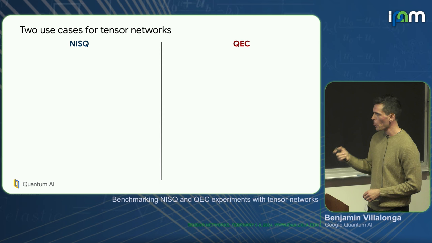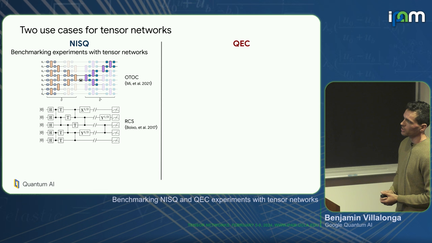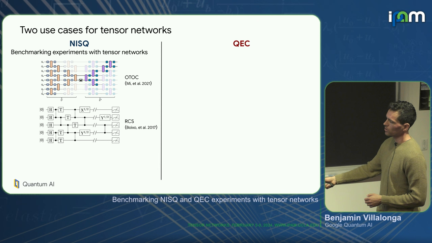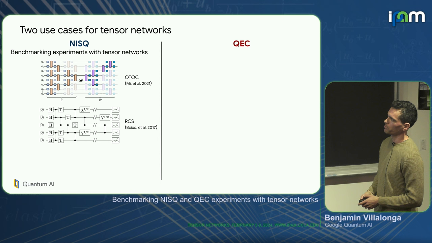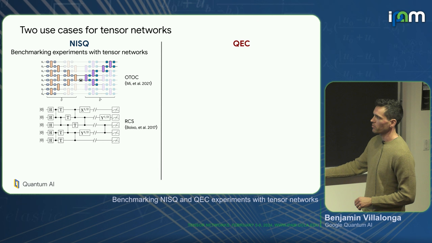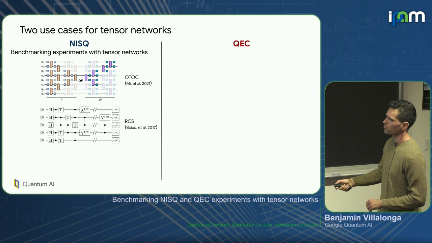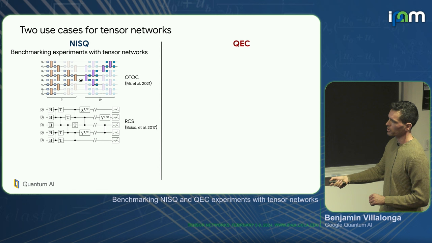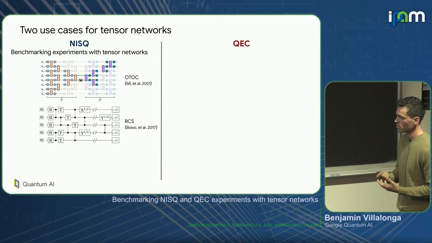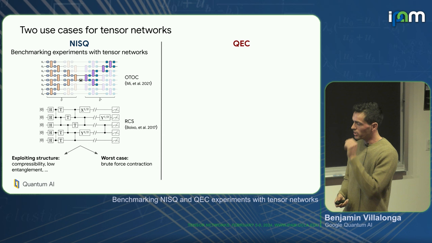Okay, so on these two realms, on the NISQ realm, the way tensor networks enter is the following. In this case, we have experiments. One example, the one I talked about a little bit, OTOCs, gives you some circuits where you are measuring some observable, and they have this form. This is just for illustration. There are not many details I'm going to go into. In other examples, like random circuit sampling, you have a different ensemble of circuits. And in this case, you are sampling. You're not computing or estimating any observable. But in any case, any of these two computations, you can attempt them classically with tensor network contraction.